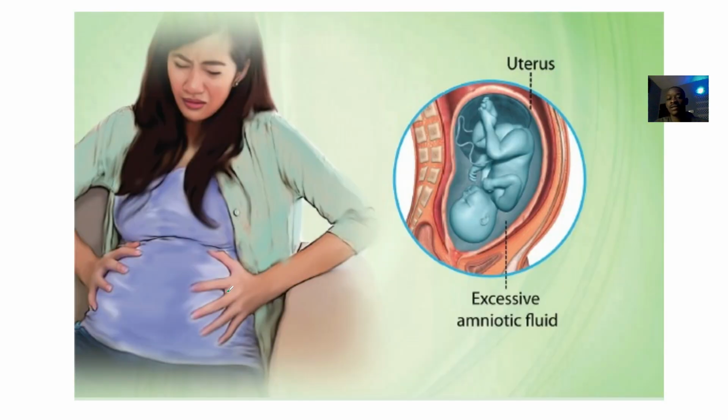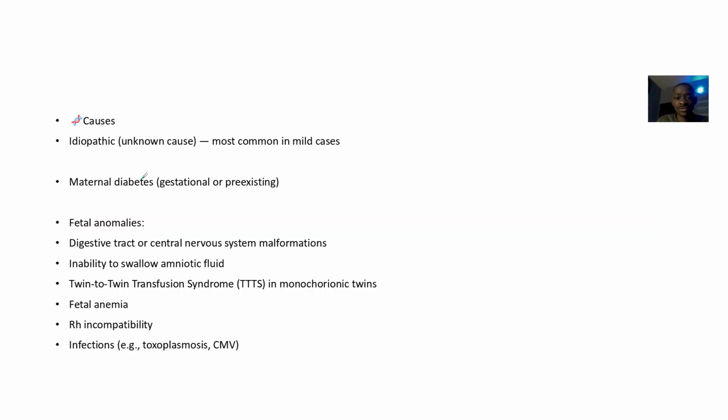It occurs in about 1 to 2% of pregnancies, most commonly detected in the second half of pregnancy, but can appear as early as 16 weeks. Okay, so you can see so much. One of the complications is the mother's stomach will be too tight. Causes sometimes are unknown. Sometimes the mother has diabetes. Sometimes the baby is developing abnormally, so you could have problems in the digestive tract or the central nervous system. The baby has some inability to swallow amniotic fluid.